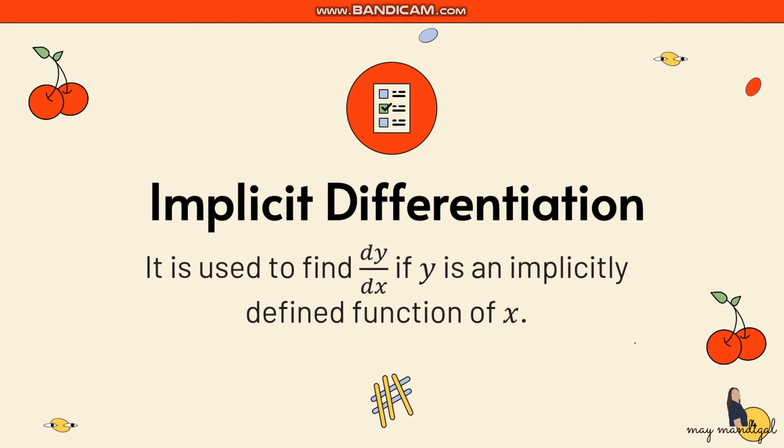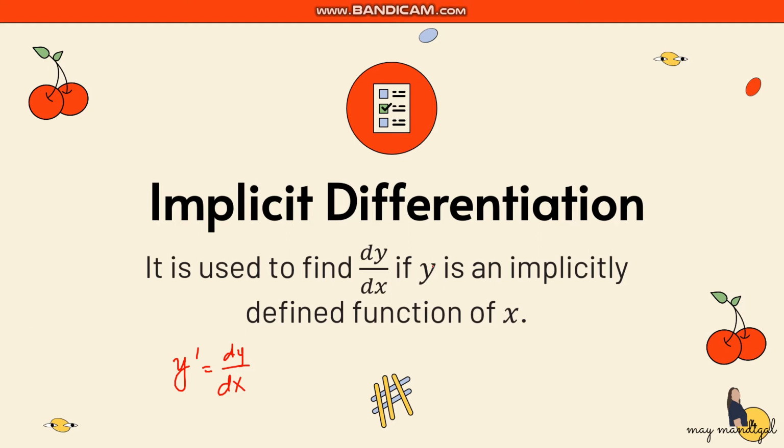Implicit differentiation is used to find the derivative, or dy over dx, the derivative of y in terms of x, if y is an implicitly defined function of x. Remember, dy over dx is just our y prime, or the derivative. So we use implicit differentiation if y is an implicitly defined function of x, or if you see that the function given to you is an implicit function. Implicit differentiation involves the chain rule, so it uses the concept of chain rule.